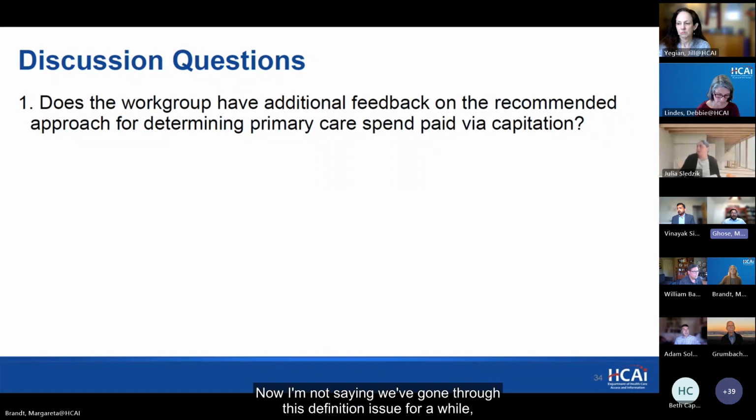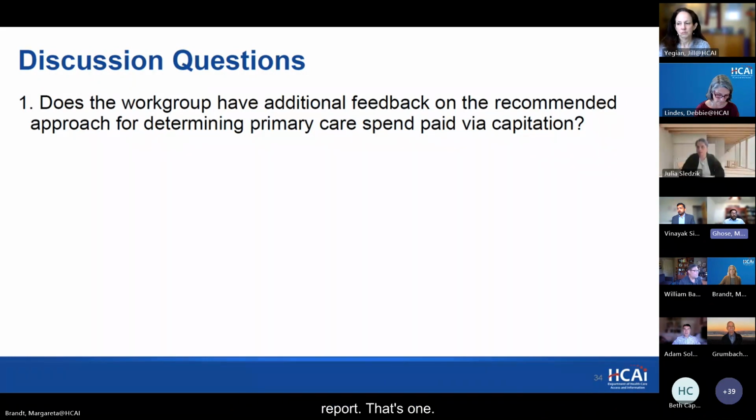Now, I'm not saying, we've gone through this definition issue for a while, but all I'm asking for is some consistency in reporting. If there's a report created for primary care, the way OHCA envisions the future of primary care, there should also be complete transparency of what's being left out of that report. That's one. And then the second is not aligning across and amongst agencies will create confusion in the medical market.